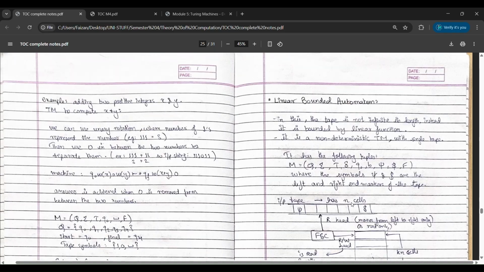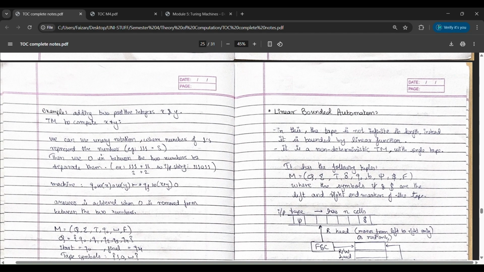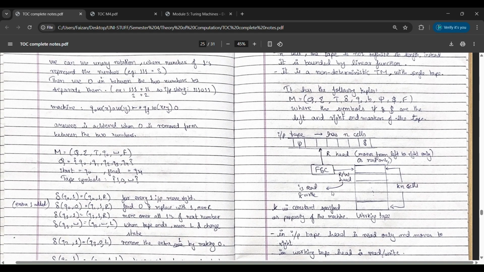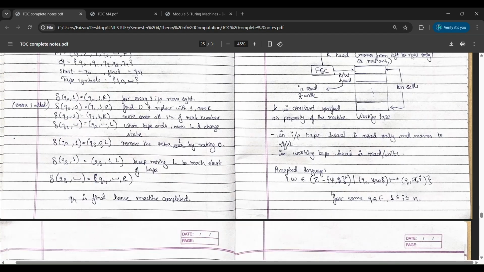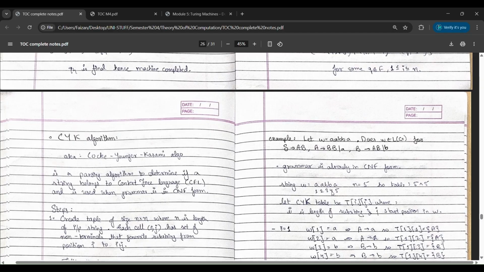Now, this is it for the linear bounded automaton. I haven't really seen any questions on this, but if I do find one, I will definitely guide you through the steps of solving a question. This is mostly theoretical.